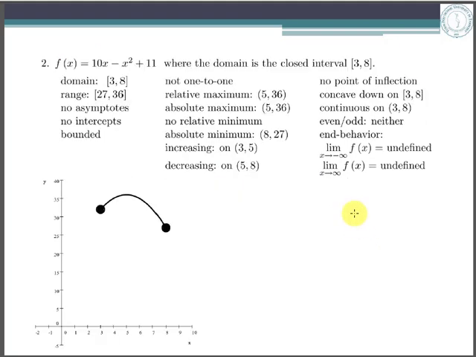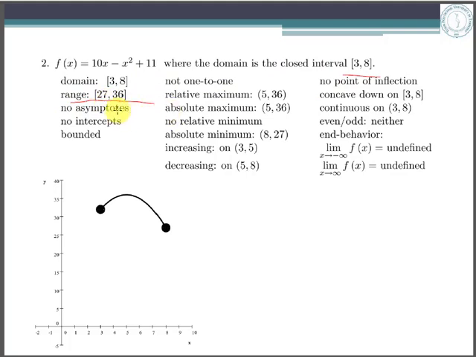And now let's move to the next example. So here we have the next function, tan x minus x squared plus 11, where the domain is the closed interval 3, 8. So now the domain is obviously 3, 8, and for the range we put 3, the least value and the greatest value, and we get 27 and 36 here.